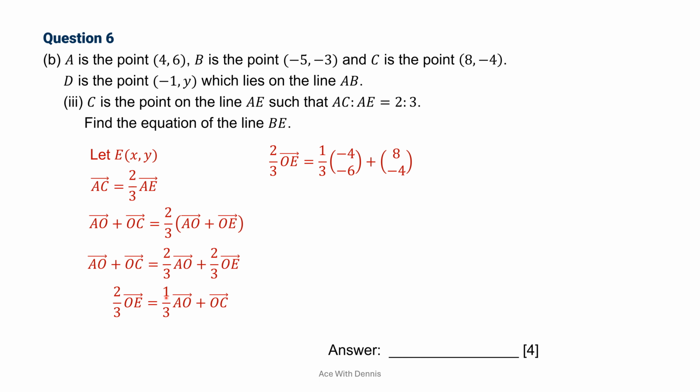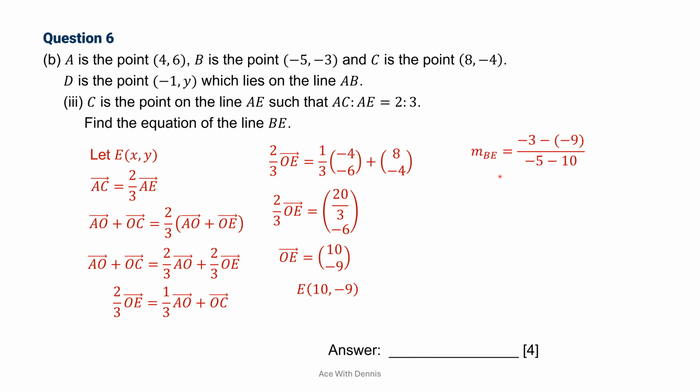Then we can substitute vector AO with the position vector of point A, which is (-4, -6), and vector OC is the position vector of point C, which is (8, -4). Calculate over here, we get (20/3, -6). Hence, vector OE will be (10, -9), which means the coordinates of point E are (10, -9). So once we know the coordinates of point E, we can form the equation of the line BE.